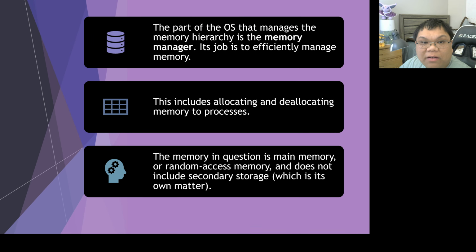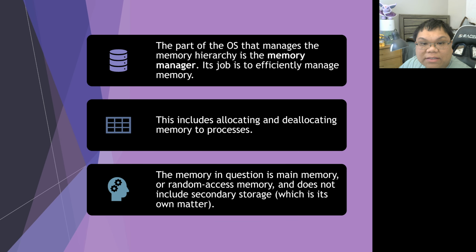So, the part of the OS that manages the memory hierarchy is the memory manager. Its job is to efficiently manage memory. This includes allocating and deallocating memory to processes. The memory in question is main memory, or random access memory. This does not include secondary storage, which, as I said, that is its own thing, and we probably won't get to it at all in this class. That is probably something for CSE-4610.